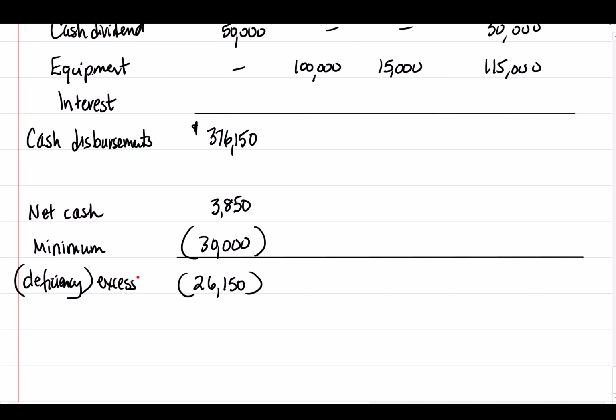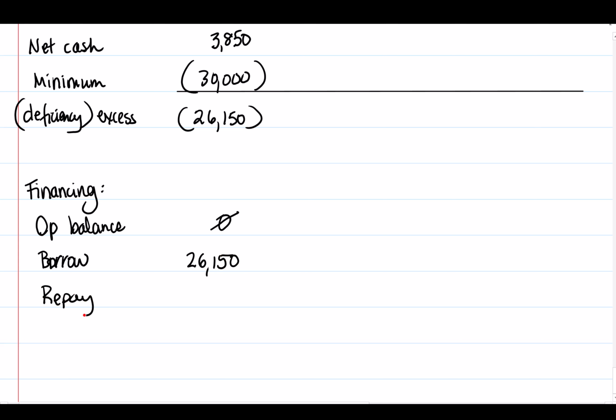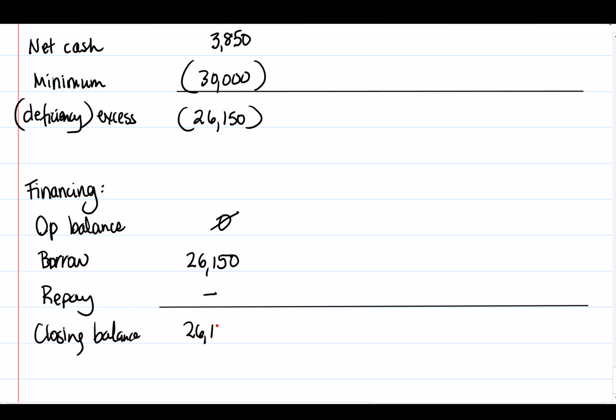Which means we need to borrow some money, or plan to borrow some money out of our line of credit. So if we look at our financing section now, we're going to have our opening balance, which I've just said is zero because our account balance at the beginning of the month was $40,000. We will look at how much we need to borrow, and in this case, we need to borrow $26,150. How much are we going to repay? Well, nothing right now. And so that means we are going to have a balance in our line of credit at the end of April of $26,150.